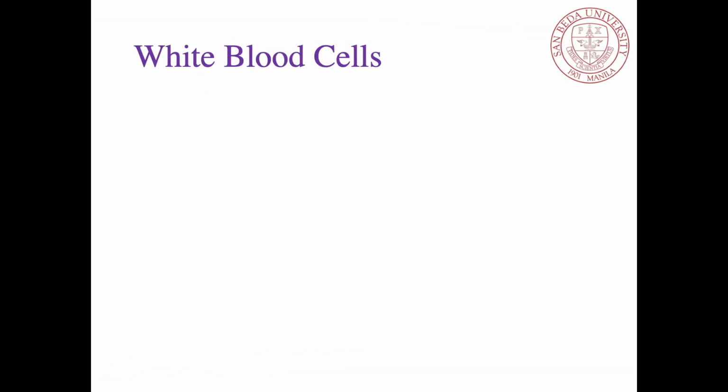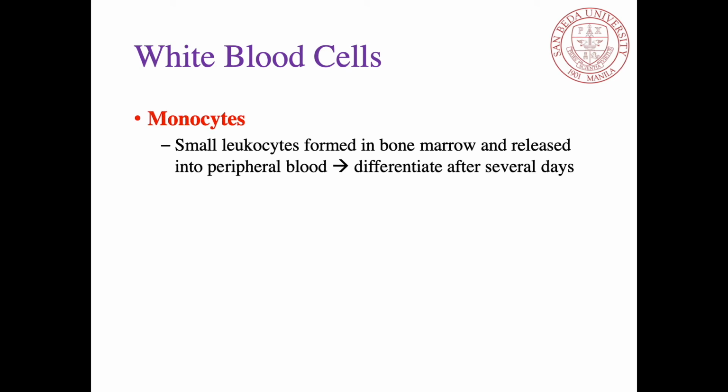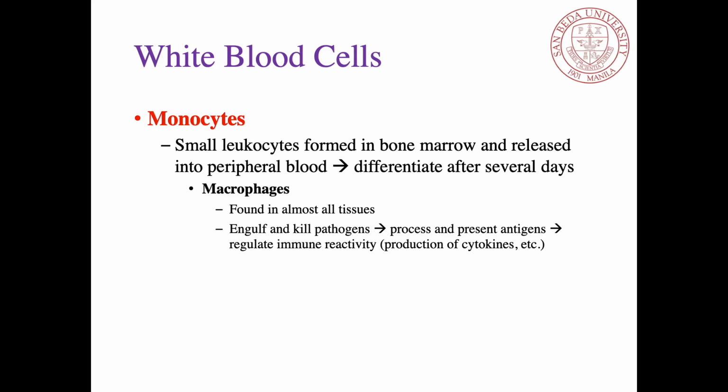Now, I will get a little bit into details on cells of the immune system's innate arm. We have our monocytes, which are formed in the bone marrow and released into peripheral blood, where they differentiate into macrophages and myeloid dendritic cells after several days, normally in the order of 1 to 3 days. Then they migrate into tissues. Macrophages are monocytes that have migrated from peripheral blood into any tissue in the body, where they function by engulfing and killing pathogens. And upon doing so, they process these engulfed pathogens and present them as antigens in order to recruit other immune cells such as lymphocytes.